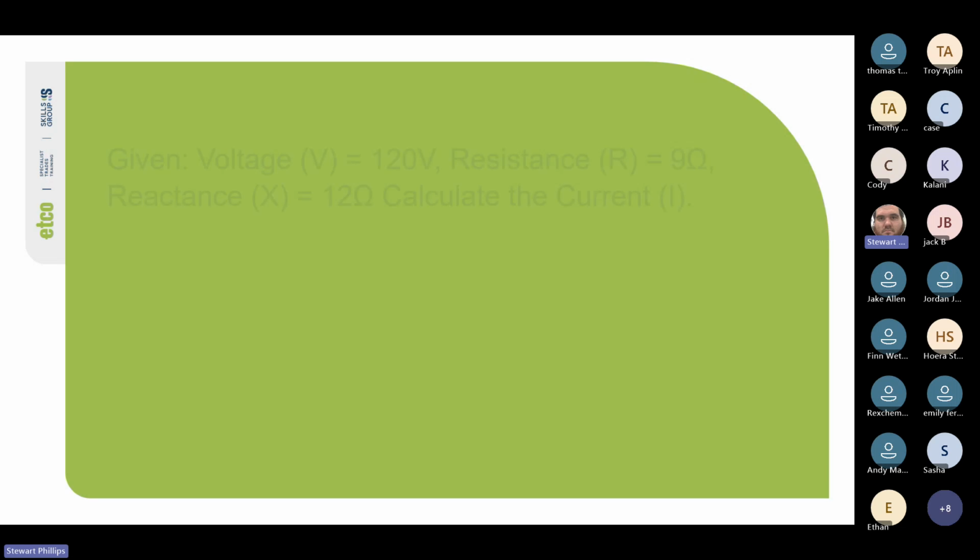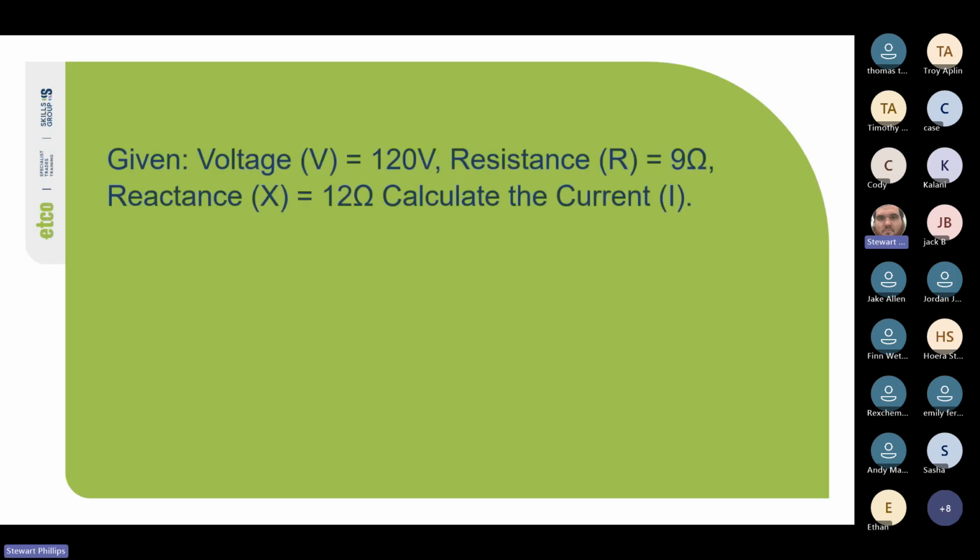Cool. So last one. Given voltage is 120 and resistance is 9 and our reactance is 12, calculate the current. So this is going to be a two-step question.